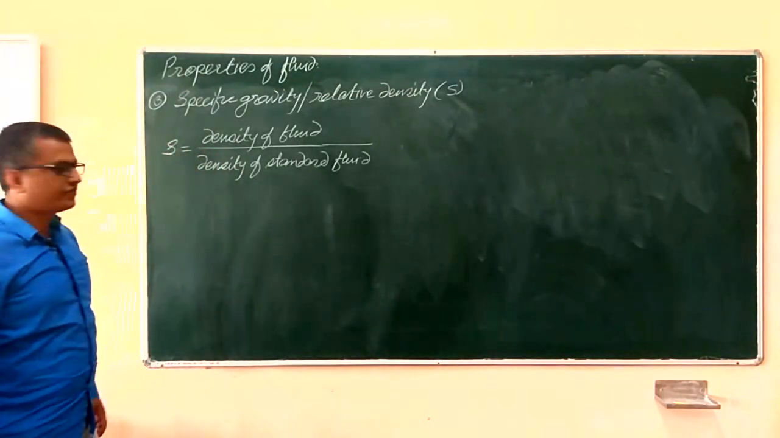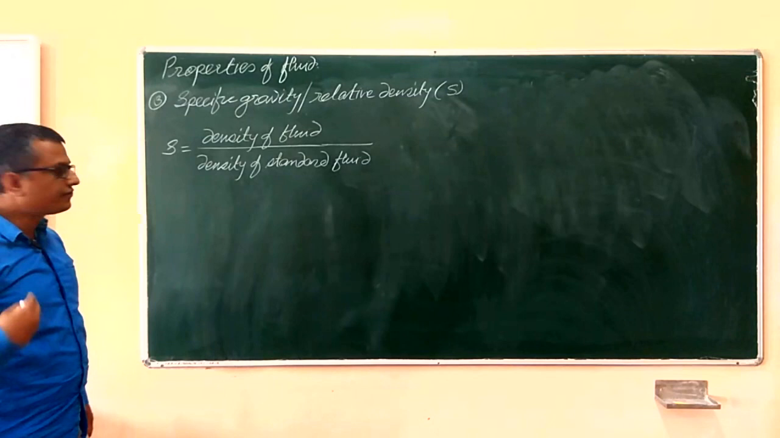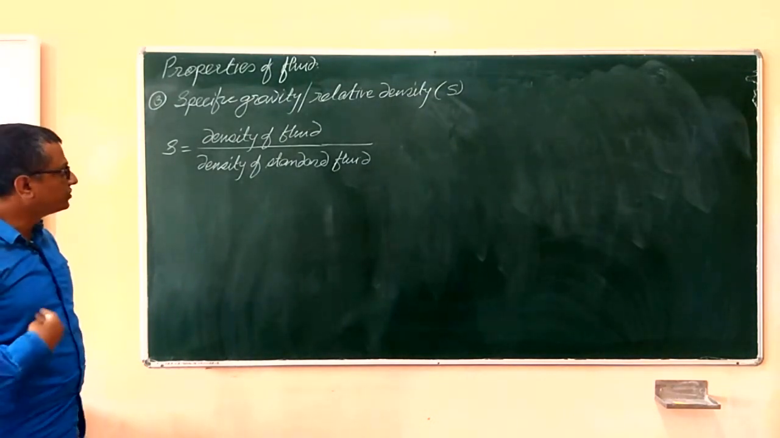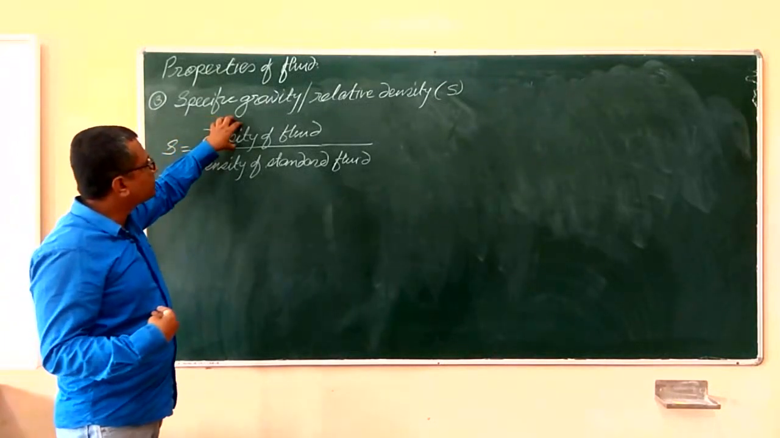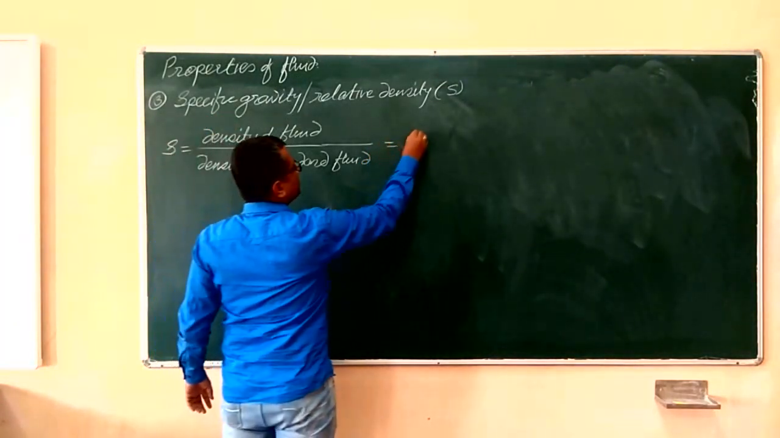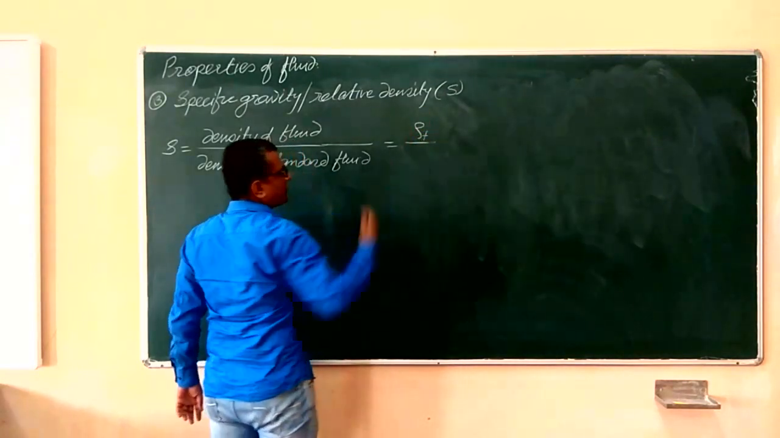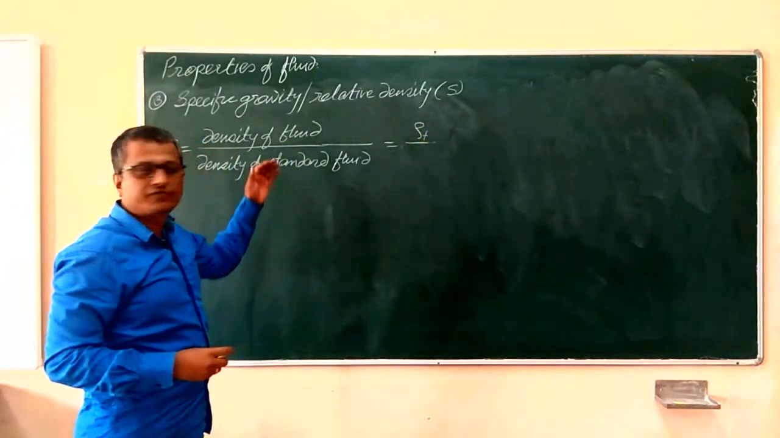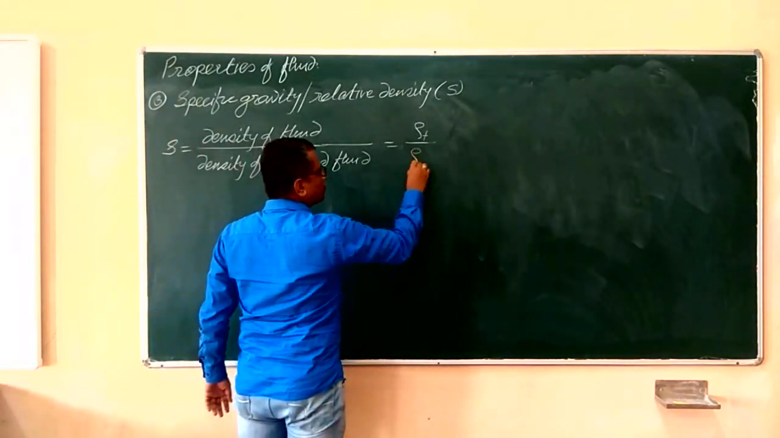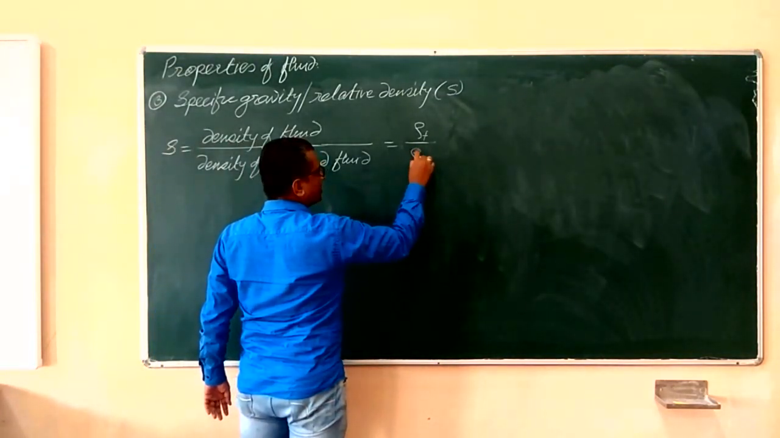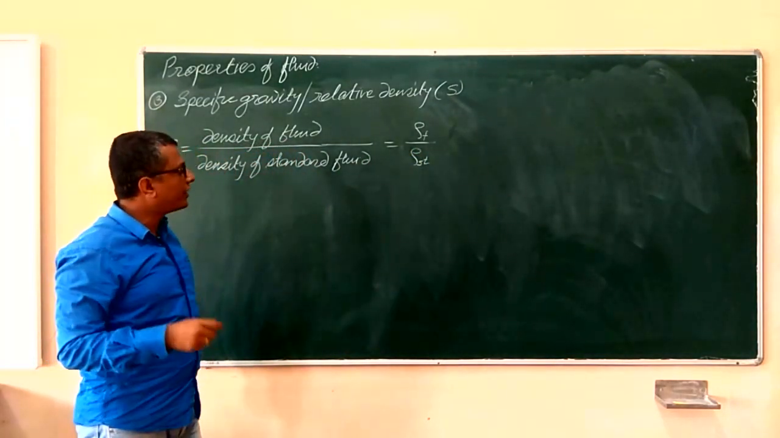This is the basic definition of specific gravity. It is the ratio of the density of a fluid to the density of the standard fluid. This can be written as the density of the fluid, let's say rho F, divided by the density of the standard fluid. Consider rho F is the density of that particular fluid F. Let us say the density of the standard fluid is represented by rho St.